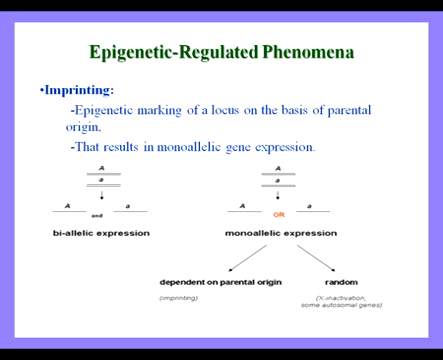Imprinting is epigenetic marking of a locus on the basis of parental origin that results in monoallelic gene expression. You see, in diploid organisms, there are two alleles, one is recessive and the other one is dominant. But here, the gene expression takes place on the basis of only one allele, the other allele becomes silent, and that is because of the differential methylation or DNA modification.